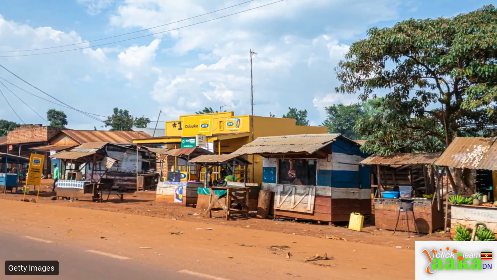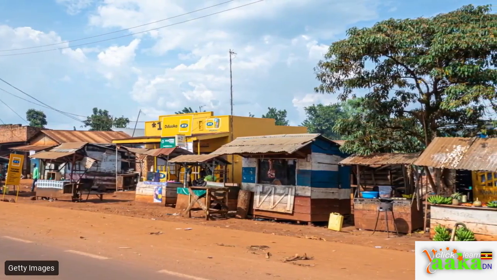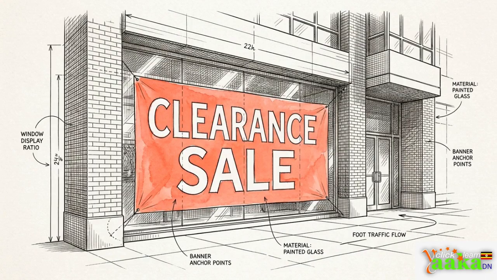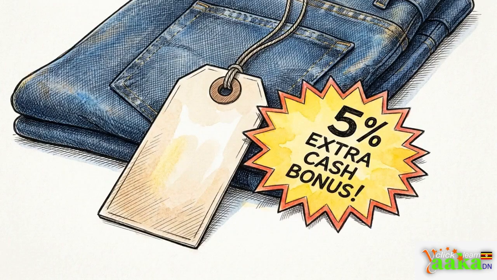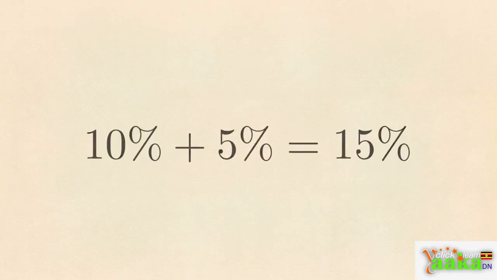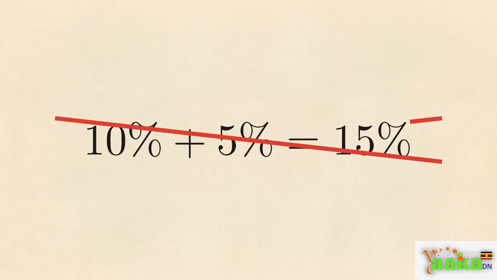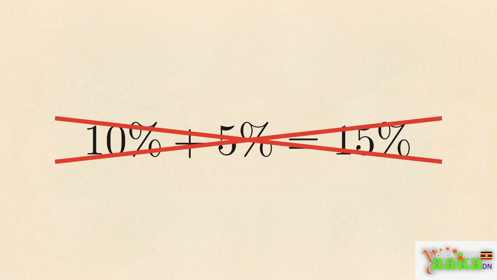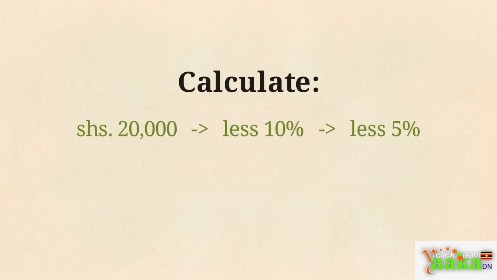On the other hand, sellers will occasionally reduce the marked price to attract buyers. You will often encounter situations involving successive discounts, such as a shop running a general clearance sale combined with an extra bonus for paying in cash. Look at this equation. A common incorrect assumption is that an initial 10% discount plus an extra 5% discount equals a single 15% price reduction. Let's test this mathematically. Pause the video and calculate the final price of an item marked at 20,000 shillings, applying a 10% discount, followed by a separate 5% discount.